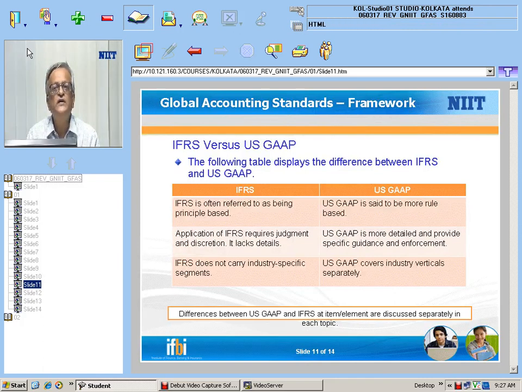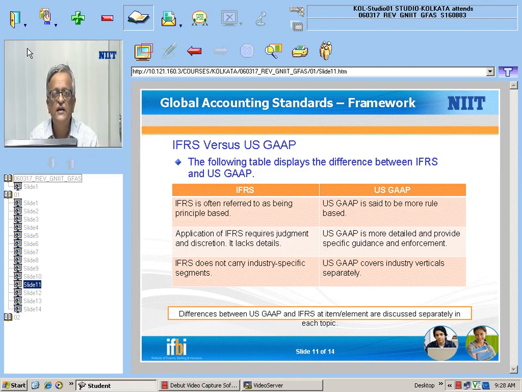So what is the difference between IFRS and US GAAP? First, you can see IFRS is often referred to as being principle based. So it is based on certain principles, guidelines and rules. Whereas US GAAP is said to be more rule based. There is a rule and you have to follow the rule. There is no discretion. Whereas IFRS is more principle based.